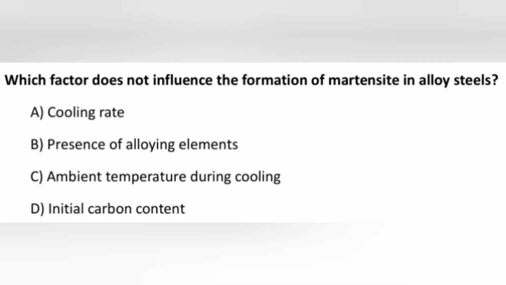Which factor does not influence the formation of martensite in alloy steel? You have to choose the factor which does not influence the formation of martensite. The first one is cooling rate, then presence of alloy element, ambient temperature during cooling, and initial carbon content. So let's discuss the factors which affect the formation of martensite in alloy steel, then we could pick out the one that does not influence. So what are the factors which influence the formation of martensite?